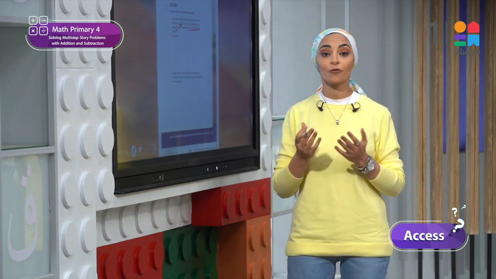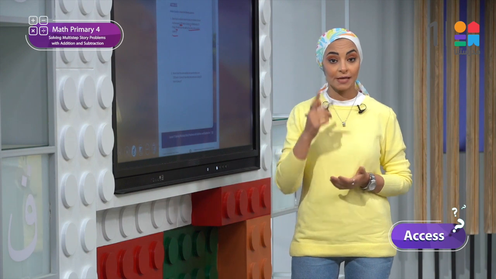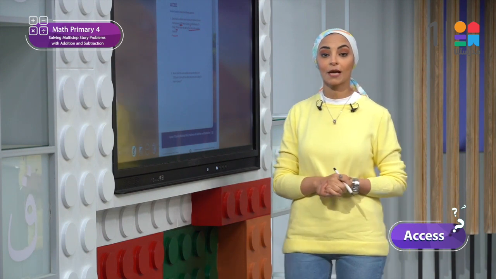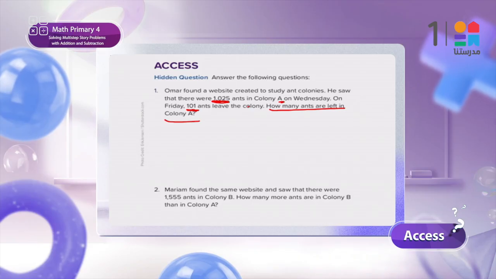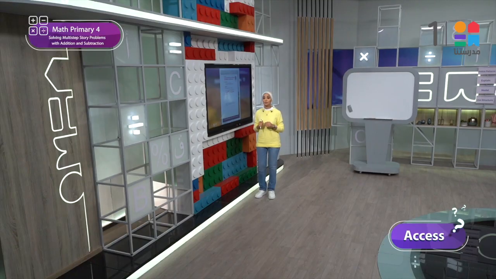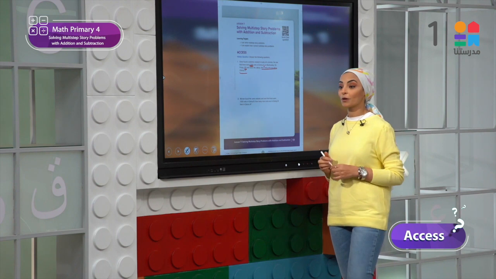The total number of ants for colony A is what? Yes, 1,025. The second number, as you see here, 101. This is the number of the ants that left the colony. So what is my unknown part? It is the number of ants left. This is what I want to find. Let's complete the bar model.